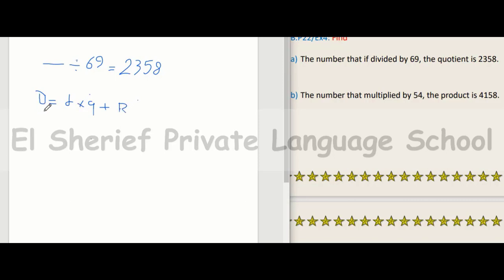So here we don't have a dividend. The divisor equals 69. Times the quotient, which is 2358, and the remainder equals 0. So here we must do a multiplication operation: 2358 times 69.